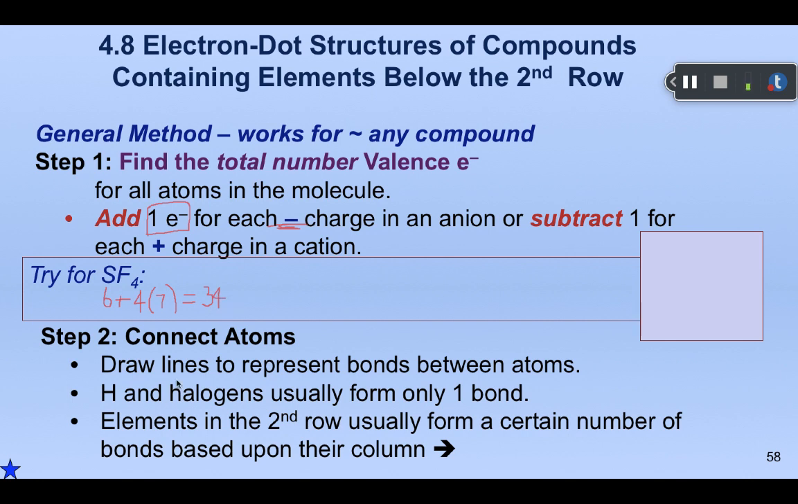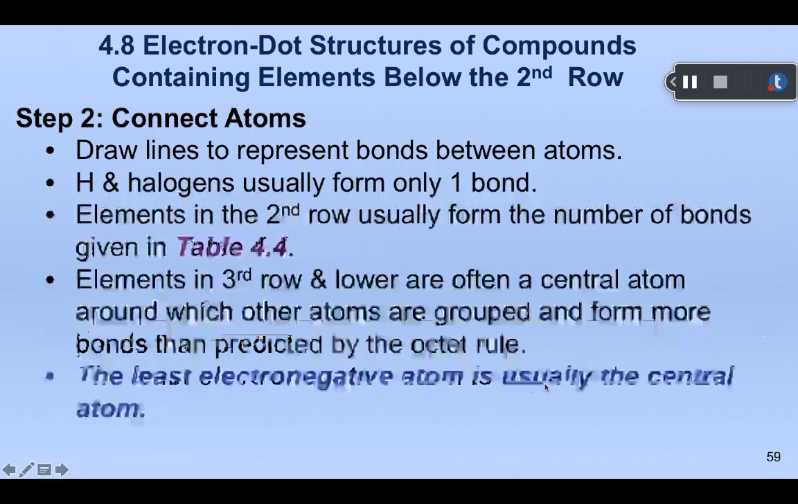All right, so what we'll end up doing is we'll draw lines to represent bonds between the atoms, and hydrogen and halogens are simply going to be expected to form one bond, and elements in the second row can typically form a certain number of bonds based on their column, but there will be sometimes we see more than an octet. And so the initial thought is to put sulfur surrounded by 4 fluorines, and one line represents one bond to each of the fluorines from sulfur.